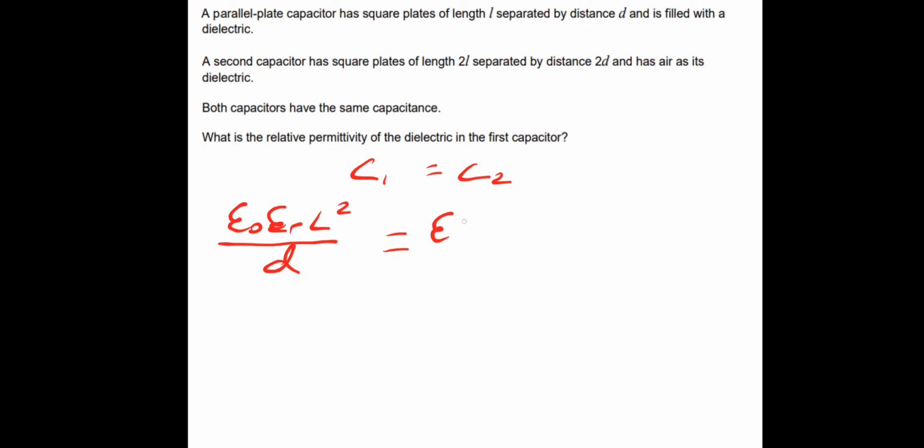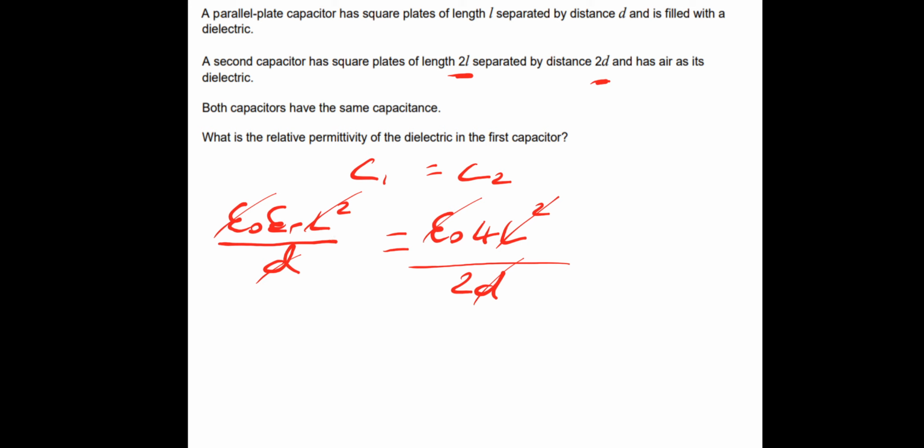equals, we've got epsilon naught. We haven't got the dielectric because this is the second plate. There is no dielectric. So there's no epsilon R. Then we've got length 2L. So that would be 4L squared. Divided by, then we've got 2D. So 2D. So what we can do is cancel out the L's. So the L's go. We can cancel out the epsilon naughts. And we can cancel out the D on each side.